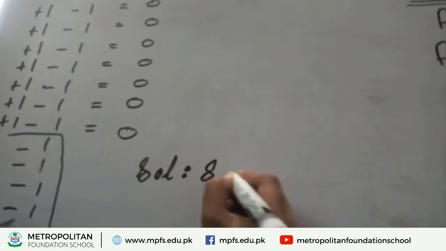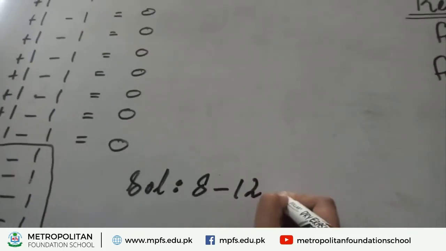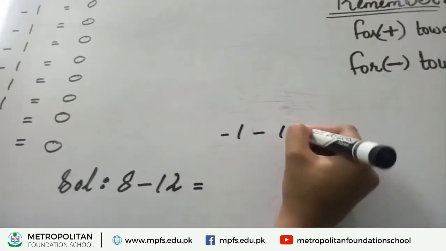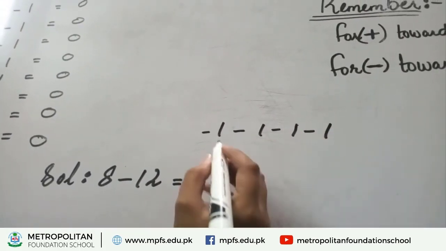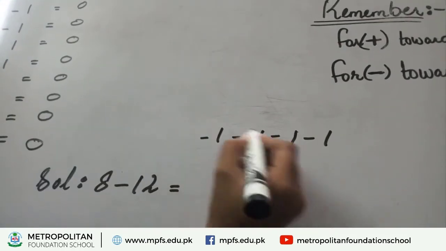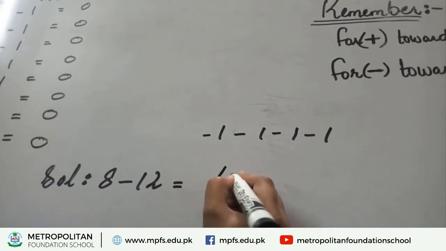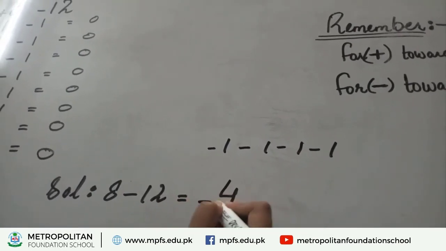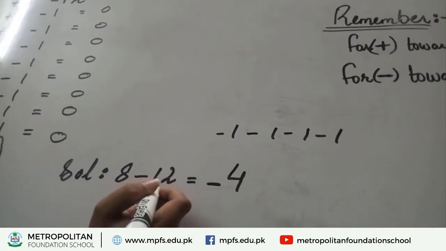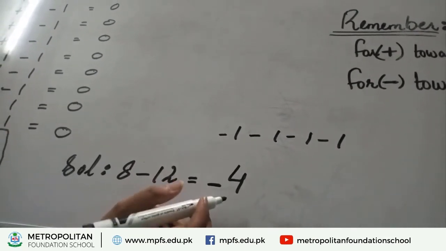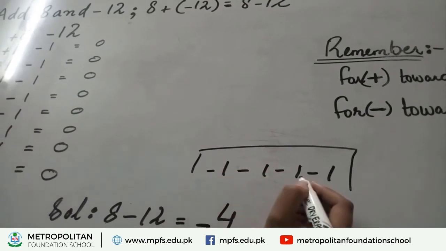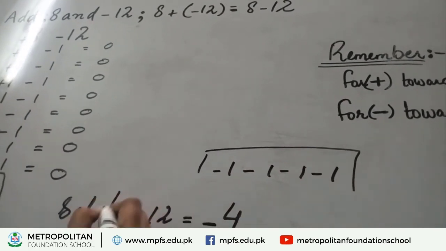8 minus 12 equal to, here we have remaining minus 1, minus 1, minus 1 and minus 1, which is 1, 2, 3, 4, 4 and the sign will be minus 4. The answer of 8 minus 12 equal to minus 4. You will understand with the help of this, the answer will be minus 4, which is here.